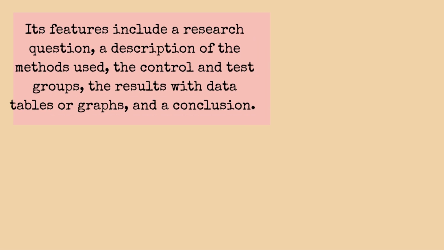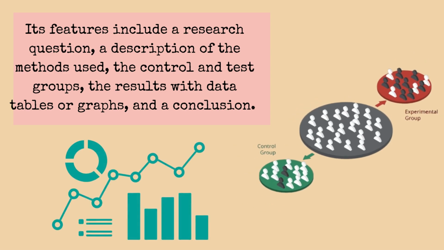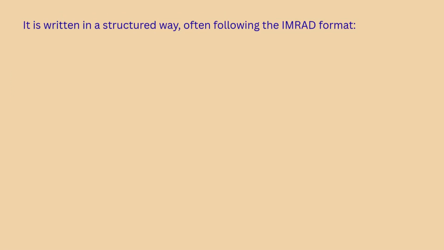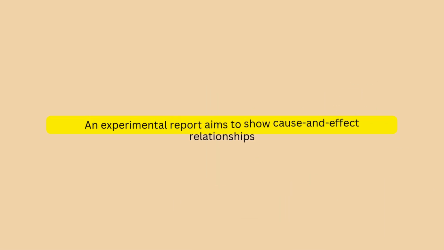Its features include a research question, a description of the methods used, the control and test groups, the results with data tables or graphs, and a conclusion. It is written in a structured way, often following the IMRAD format: introduction, method, results, and discussion. An experimental report aims to show cause and effect relationships.